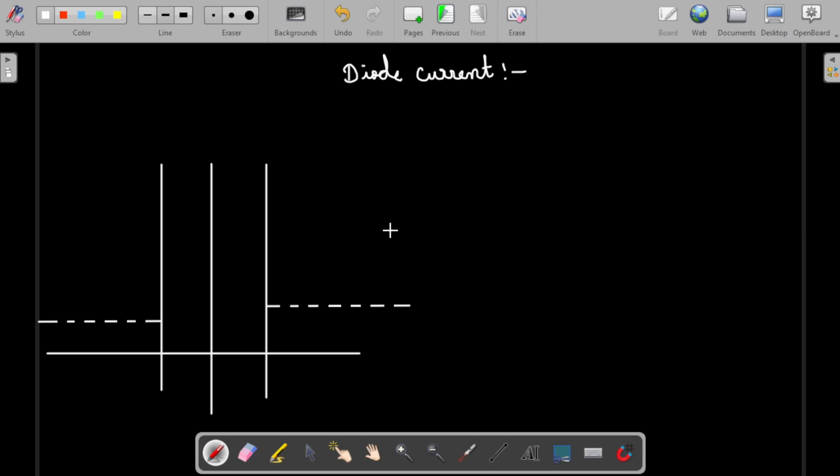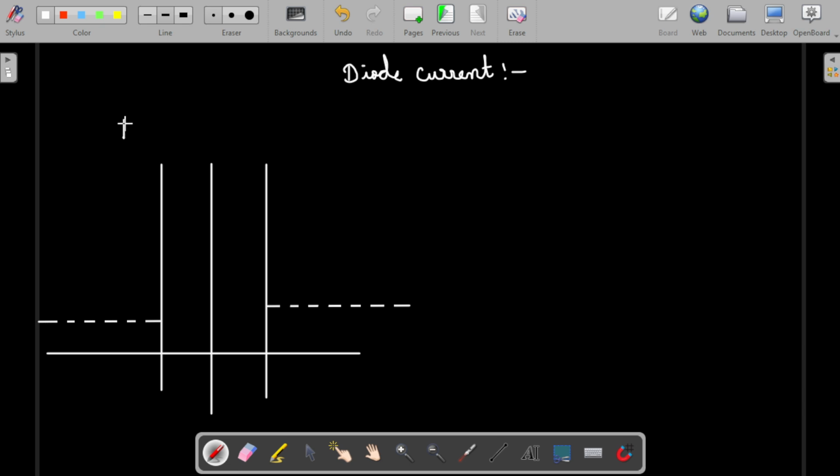So in this lecture, we are going to continue our understanding of the diode, the PN junction. We completely discussed the PN junction, and today we are going to discuss the diode current equation. That is another very important equation that we will be using plenty of times. So let's see how we are able to get the diode current equation here.